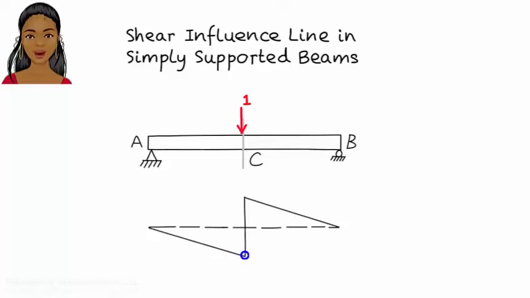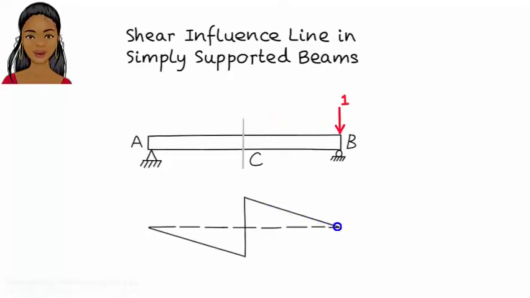At C, there is a jump in shear value from negative to positive. This means that when the unit load is just to the left of C, shear at C is negative, and when the unit load moves over just to the right of C, shear at C becomes positive. Then, shear at C decreases linearly as the load moves from C to B.